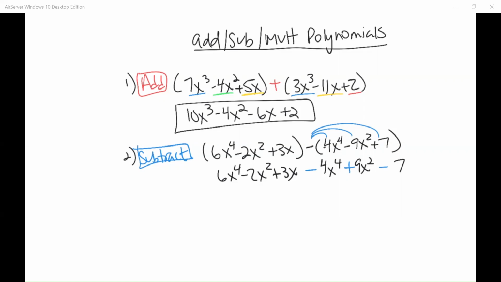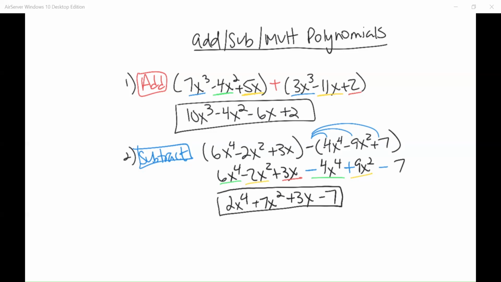So now we can combine like terms. So we have x to the 4th: 6x to the 4th minus 4x to the 4th is going to get us 2x to the 4th. Negative 2x squared plus 9x squared is going to give us 7x squared. X to the first, we just have a 3x. And lastly, we have minus 7. Again, I don't have any other like terms. Box your answer, you're done. So make sure when you are subtracting, the first step is to distribute that negative.